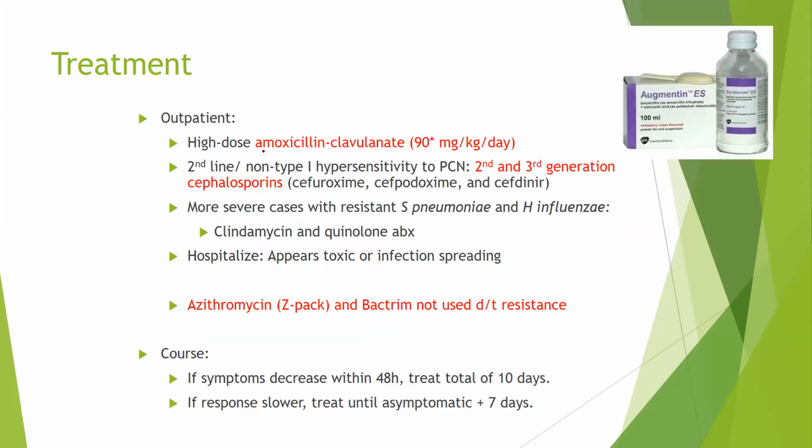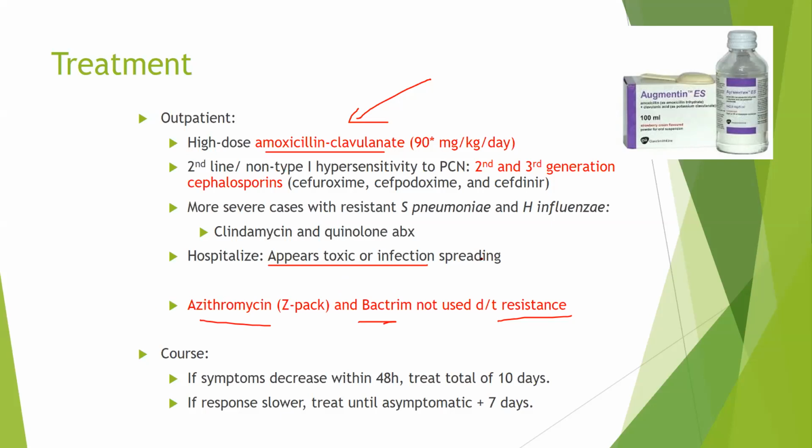So treatment, we're going to do high dose amoxicillin clavulanic acid, so that's Augmentin at 90 milligrams per kilogram per day. Second line is going to be your second and third generation cephalosporins. If it's a severe case, then we want to put them on a quinolone, and we're going to have to hospitalize these children if they appear toxic or have systemic features. Azithromycin is also a healthy choice, although we have been getting some resistance, so the use of both azithromycin and Bactrim has really been derailed over the past few years.